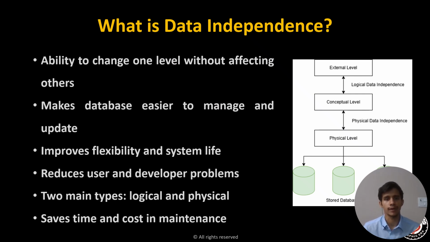Now, which level are we talking about here? Just before this topic, we have studied the database architecture, and there we studied the three-layer levels: external level, conceptual level, and physical level. We have studied how things work at all of these levels. If we change one level of this architecture, then the others also have to change. But data independence is the ability to change one level without affecting the others, right?